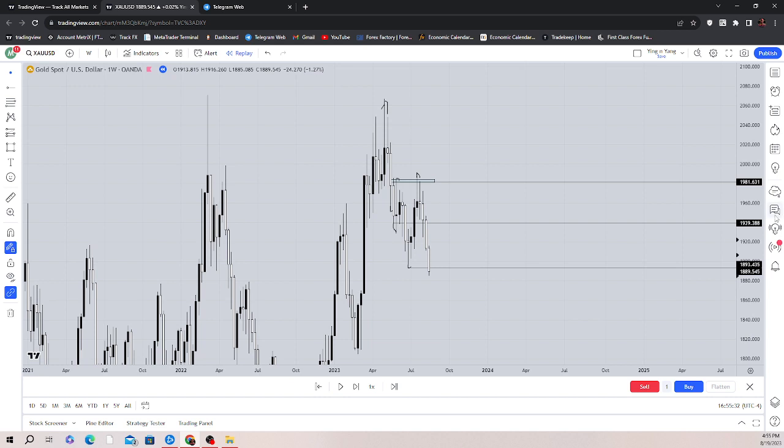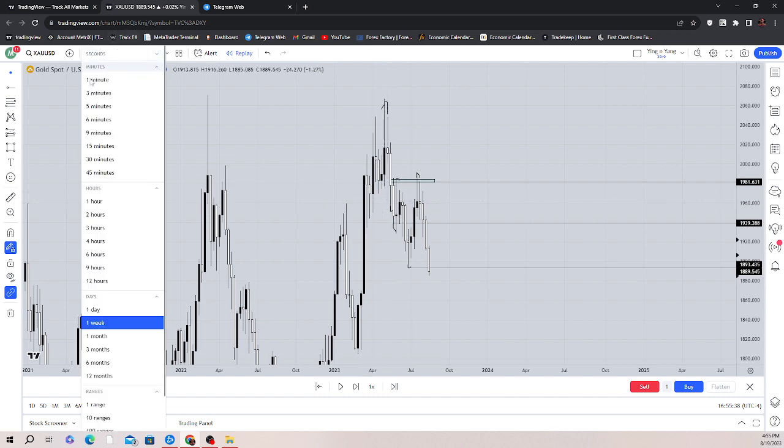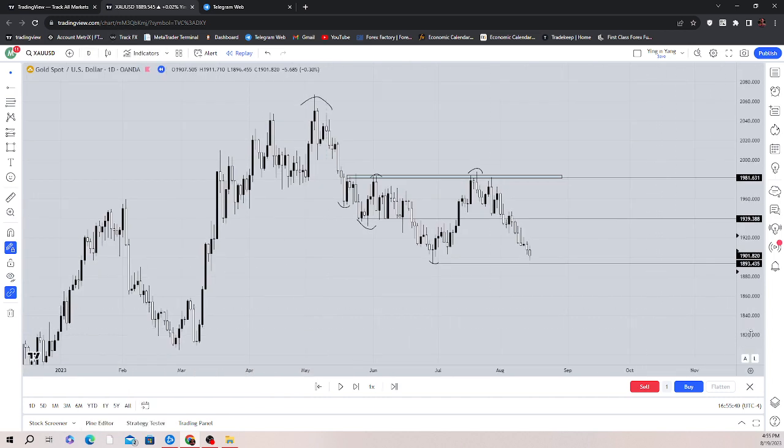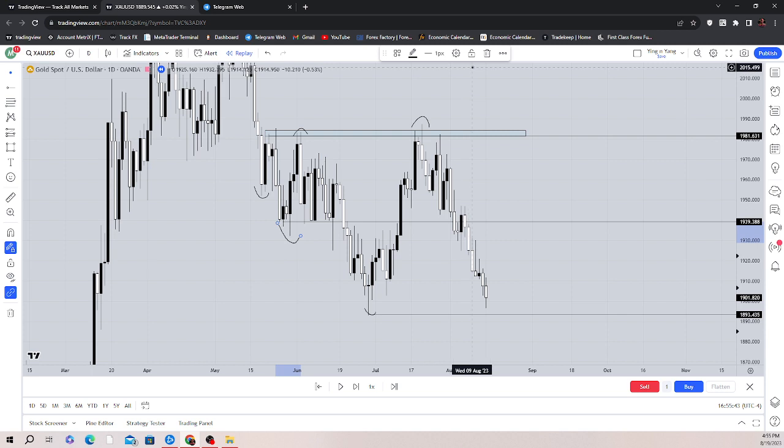So when we look at the weekly here, you see the weekly totally rejected this area and is totally respecting that as a lower high. But then on the daily, it looks a little different. So that's the value of using different time frames, right?